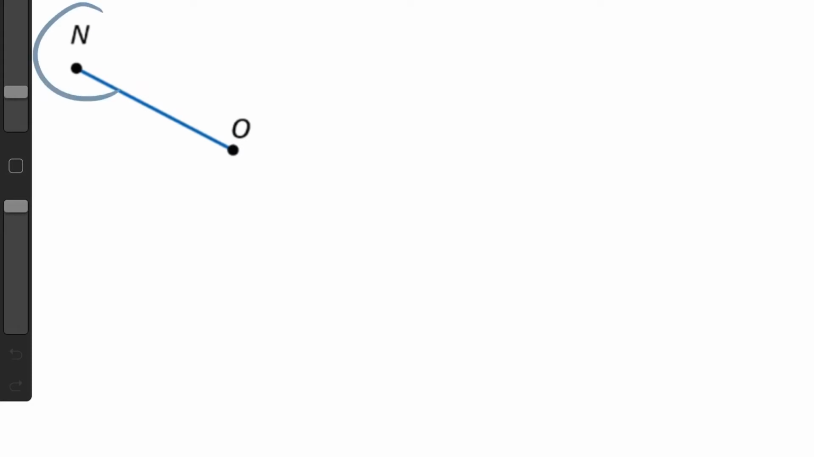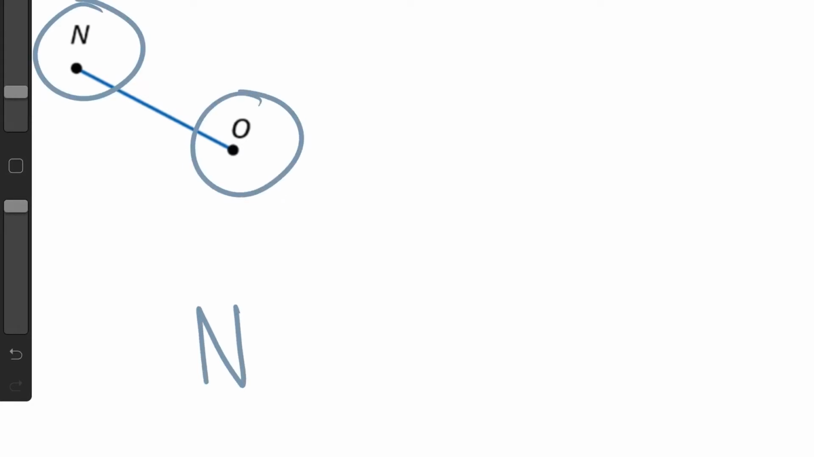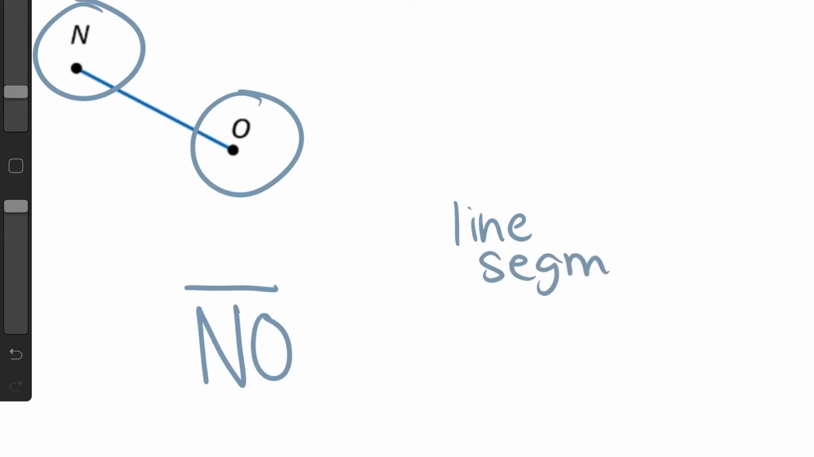Alright, this one has 2 dots at the end with no arrows. So it is going to be NO with just a line, or line segment. Remember, if it has no arrows, it is a line segment. Line segment NO.